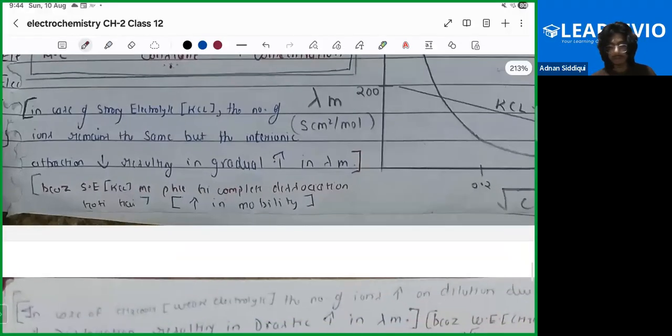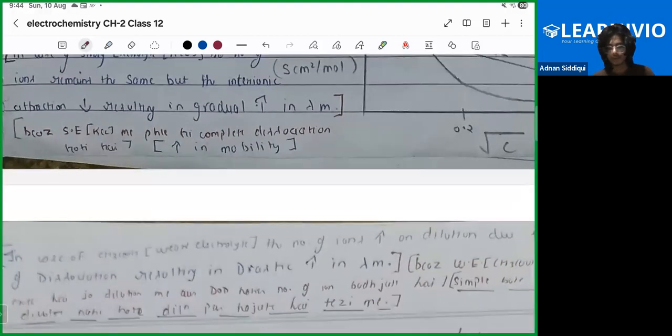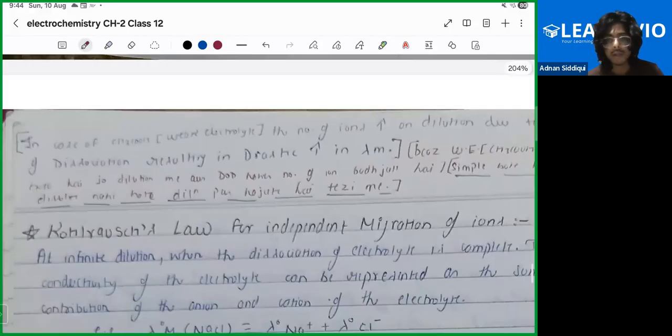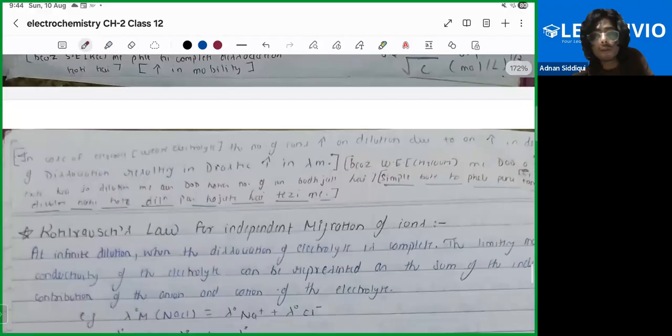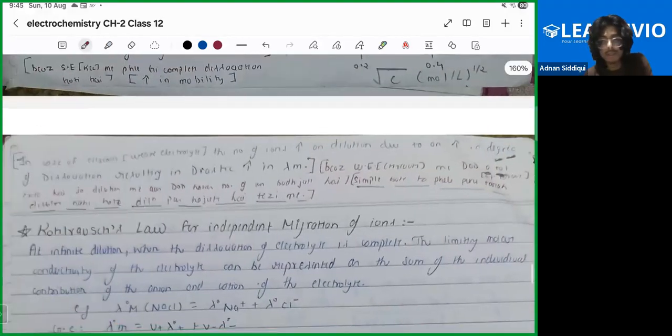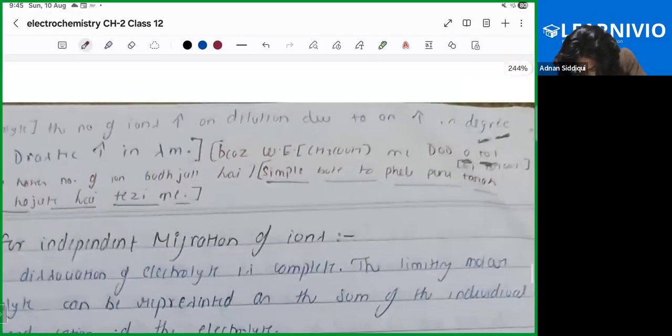Okay, I have written something else because in a strong electrolyte like KCl, complete dissociation already happens, here only mobility increases, okay? In case of a weak electrolyte, the number of ions increases on dilution. The number of ions is itself getting increased. Due to the increase in degree of dissociation, more ions are getting dissociated, resulting in a drastic increase in the molar conductance. Because in a weak electrolyte, for example acetic acid, what is the degree of dissociation?